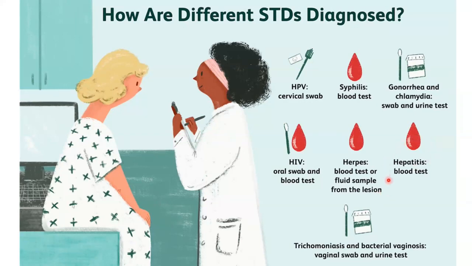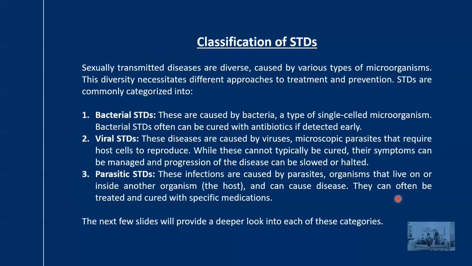Next one is hepatitis. It is caused by different types of viruses, so we can diagnose this by blood test. Next is trichomoniasis and bacterial vaginosis. These can also be confirmed and diagnosed by vaginal swab and urine test. These are the different sampling methods. We can take samples and send them to the labs for confirmation, so the treatment can be planned accordingly.